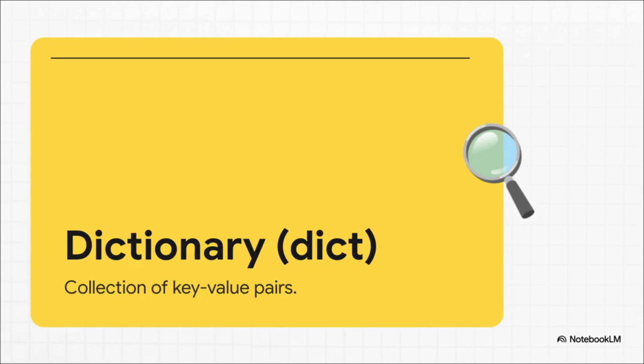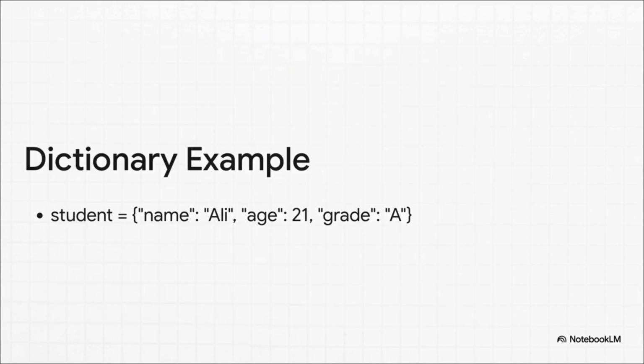Okay, our last collection type is the dictionary, or dict. And honestly, the name is perfect. If a list is like a numbered to-do list, a dictionary is, well, it's like a real dictionary. You don't use a number to find something, you use a unique key to look up its value. Take a look at this student example. The keys are name, age, and grade, and their values are Ali, 21, and A. See how that works? It's an incredibly powerful way to store information about a single thing.